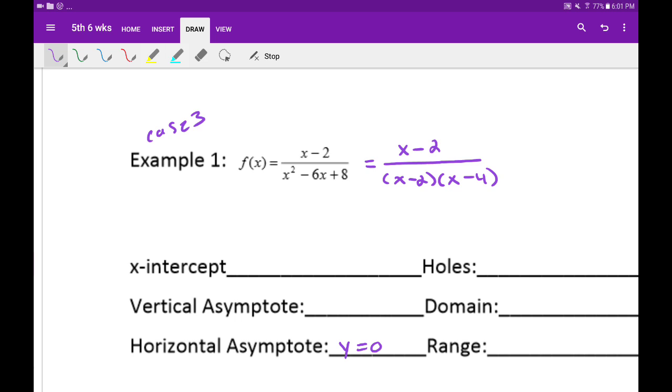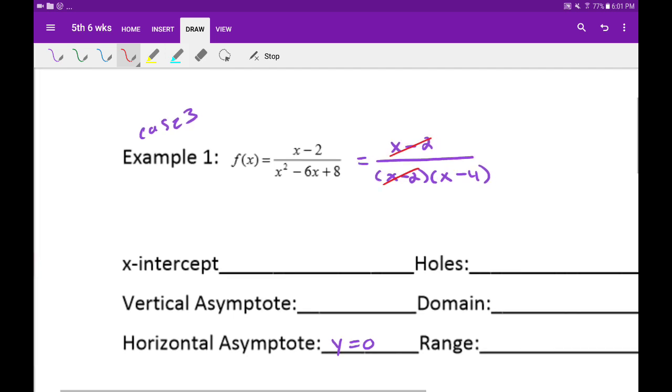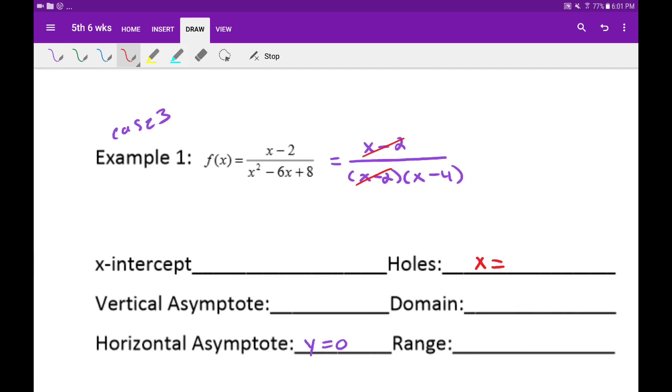Okay. Step 3, we want to see if there's any holes in the rational function, and there are, and that's basically where the numerator cancels out with something in the denominator. And where it cancels out, that is where the holes are. So in this case, hole is equal to opposite the number, which is 2.